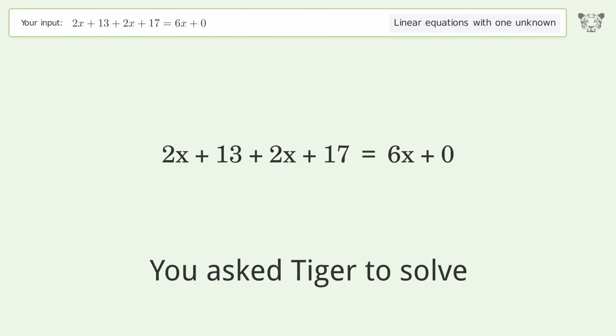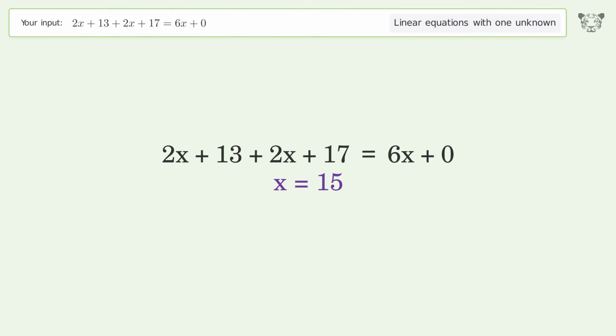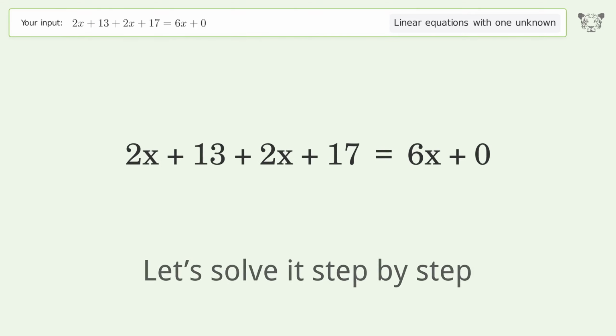You ask Tiger to solve this. It deals with linear equations with one unknown. The final result is x equals 15. Let's solve it step by step.